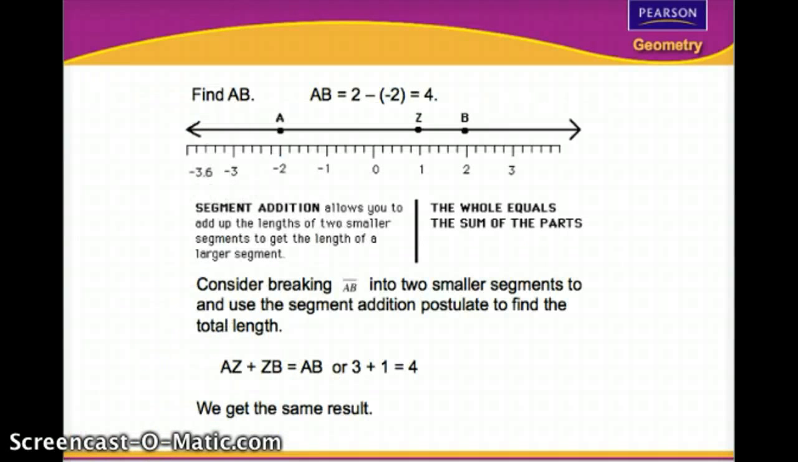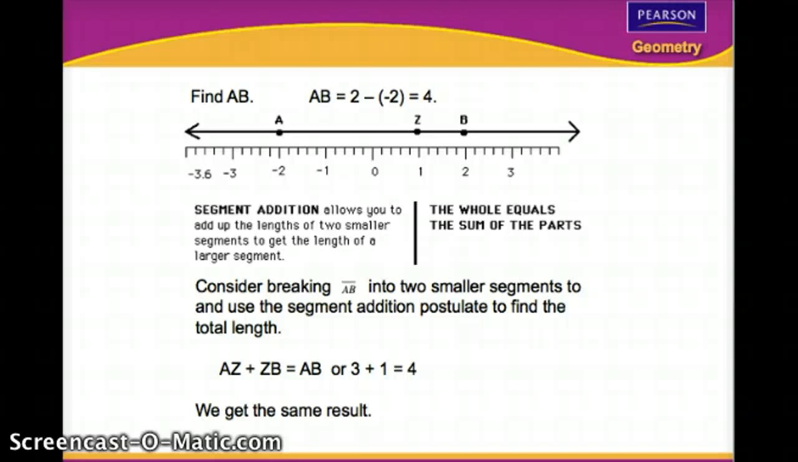I'm going to take a different approach than what is presented here. How long is the segment AZ? It is 3 units. How long is the segment ZB? It is 1 unit. So how long is the total from A to B? Since Z is in the middle, we can add the two segments together, 3 plus 1 equals 4, and get a total of 4. You just use what is called the segment addition postulate.